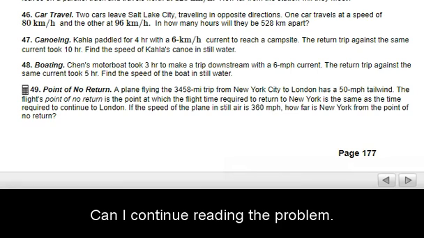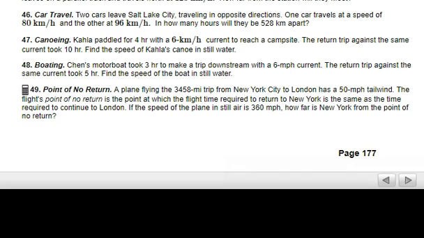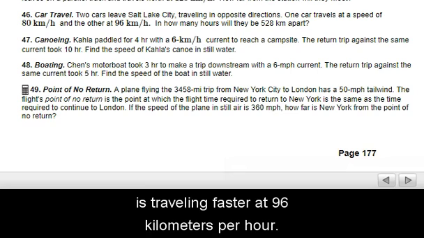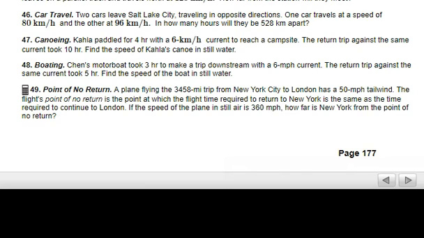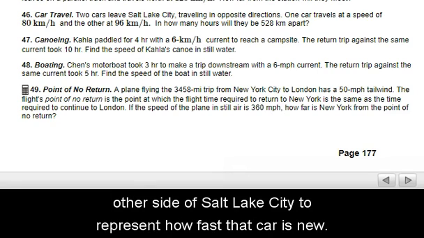Then I continue reading the problem. And the other at 96 kilometers per hour. Now I have another piece of information that the other car is traveling faster at 96 kilometers per hour. I write that piece of information down on the other side of Salt Lake City to represent how fast that car is moving.